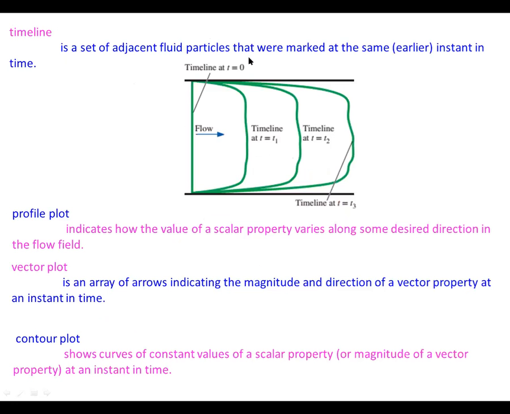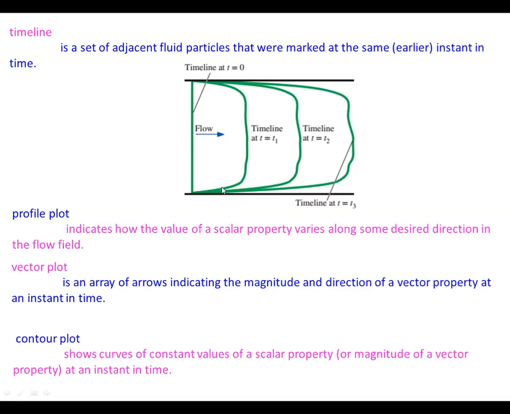A timeline is a set of adjacent fluid particles that are marked at the same instant in time. So at the particular time, all the particles lie on a straight line. Then as time goes on, the upper plate and lower plate have a viscous effect, so the particles near them will be sticky and not ready to move with the previous or middle particles. So they stay in position, while the others move like this, and the others move like this.